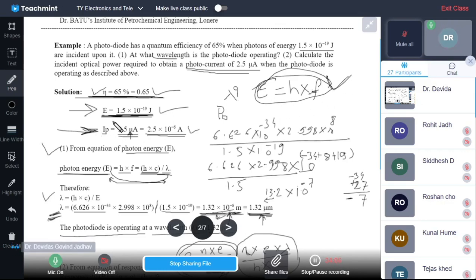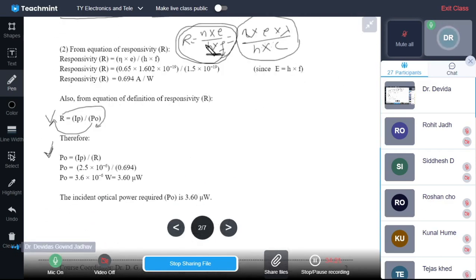So E is 1.5 into 10 raised to minus 19, which is h into f. h into f is given. From this equation, directly h into f is given, which is 1.5 into 10 raised to minus 19. So this equation also we can use directly, and we require only substitution of two numbers, and this is the third number.